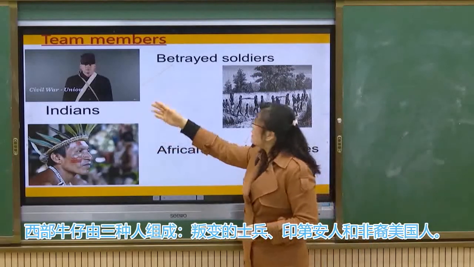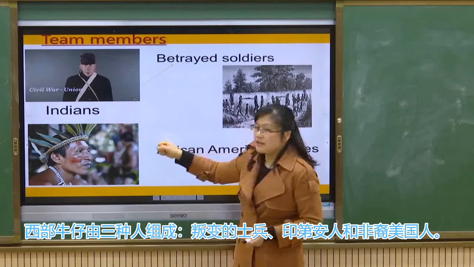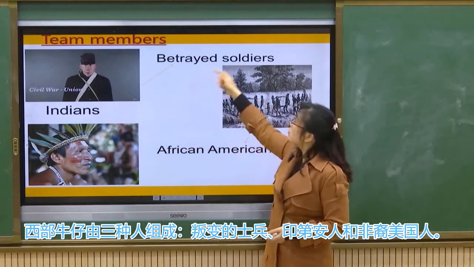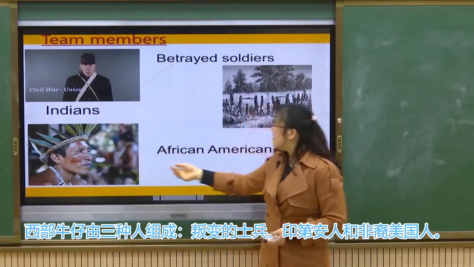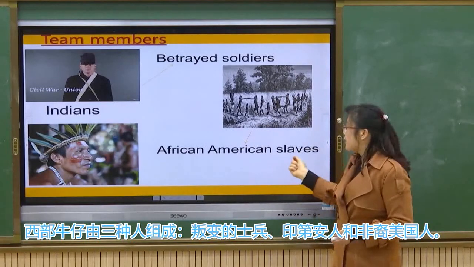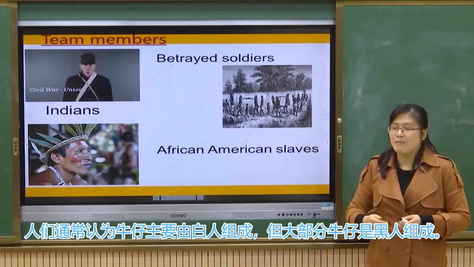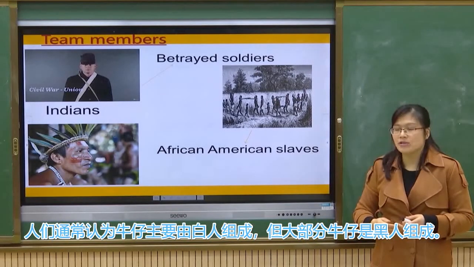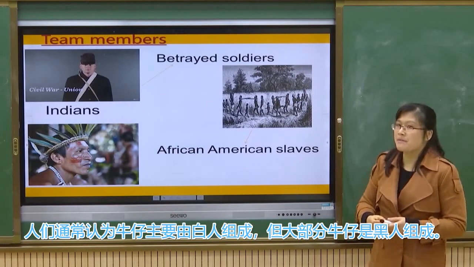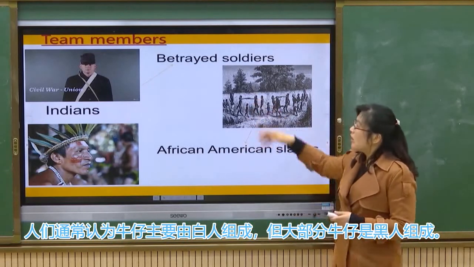There were three main kinds of people consisting of cowboys: discharged soldiers, Indians, and African American slaves. People usually thought cowboys were made up merely of white people, but in fact, a large majority of cowboys were black.